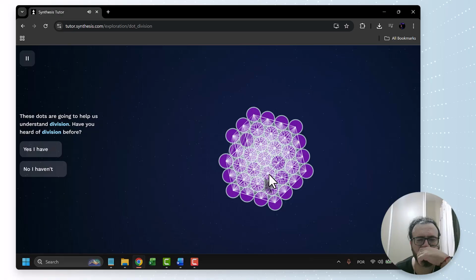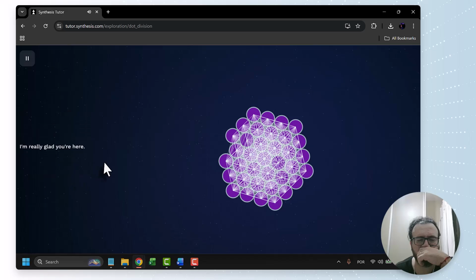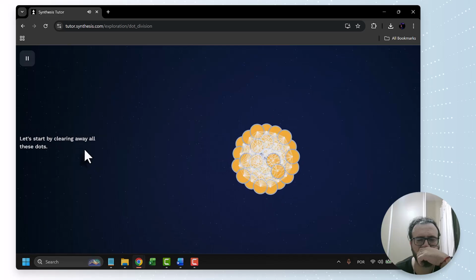These dots are going to help us understand division. Have you heard of division before? Great. How do you feel about division? I'm really glad you're here. We're going to learn about division in a way that might help you understand it a little better. Let's start by clearing away all these dots.